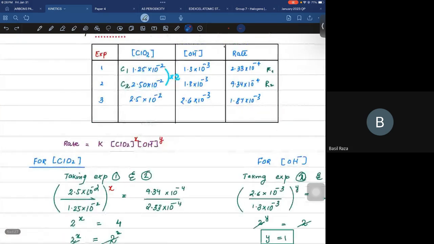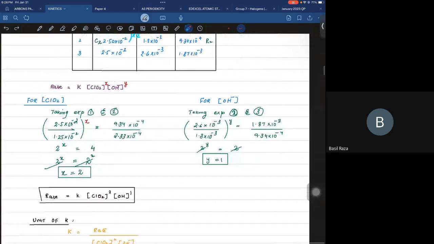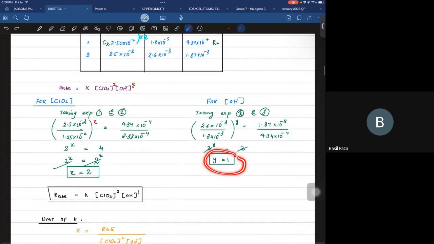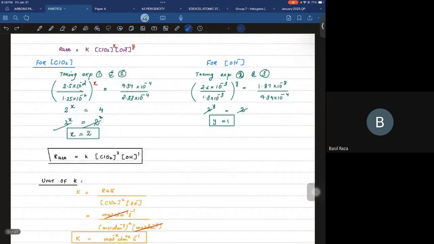And then if you are going to find out the order of reaction with respect to OH minus, when you take experiment 2 and 3, that would be C2 and this is C1, this is R2 and this is R1. So when you solve this, you would get the first order reaction. With respect to ClO2, this is second order, and with respect to OH minus, this is first order. That's the thing, okay? And after getting the order of reactions with respect to ClO2 and OH minus, you can make your rate equation, okay?